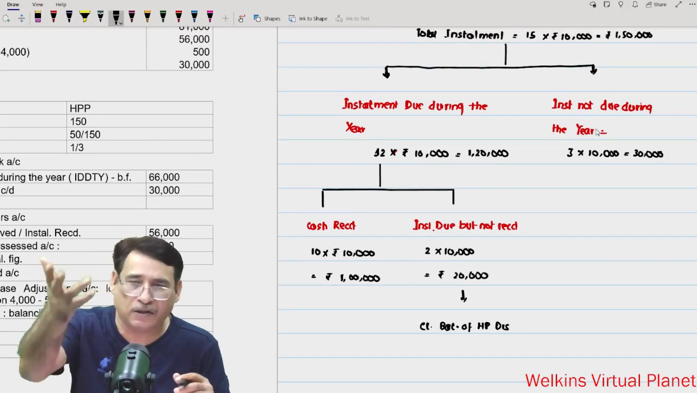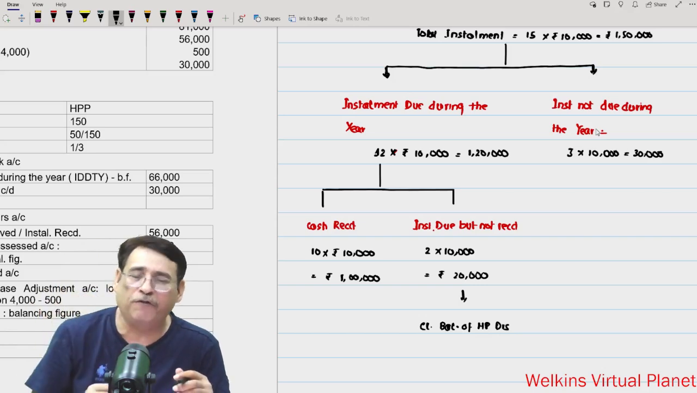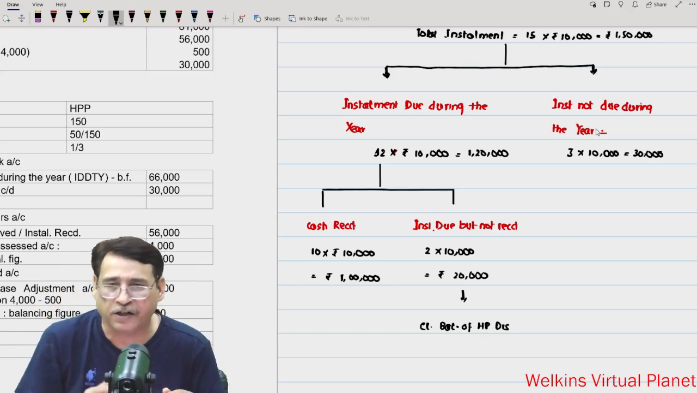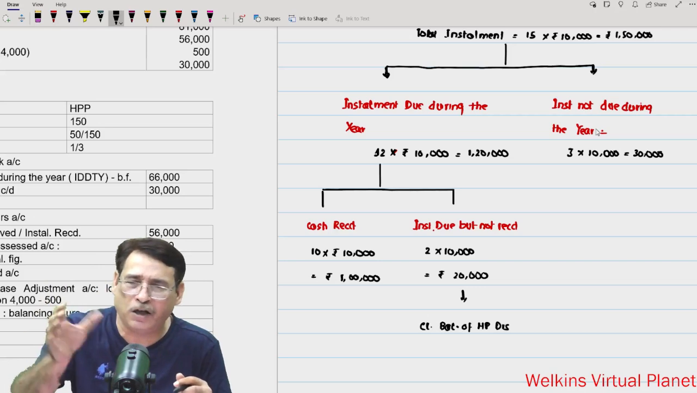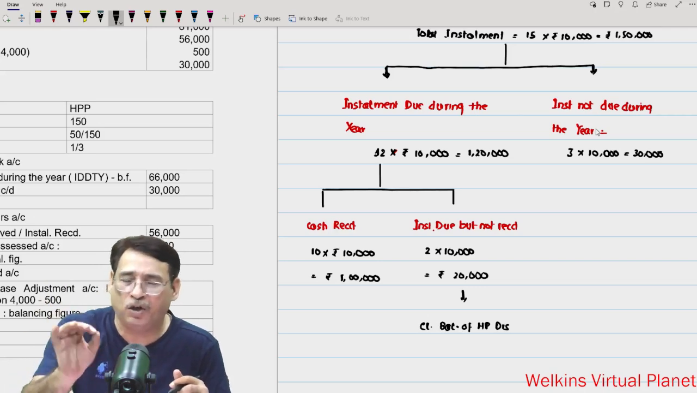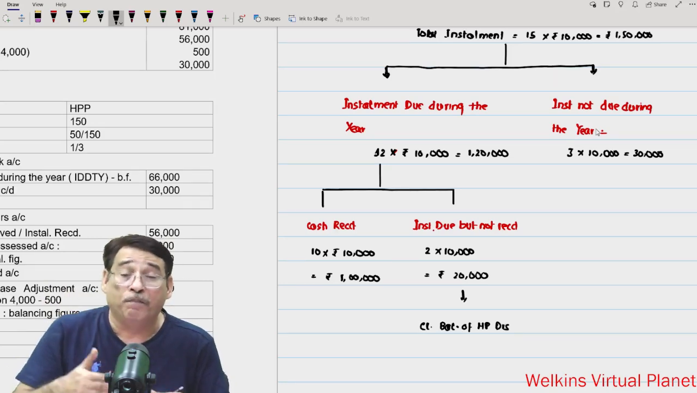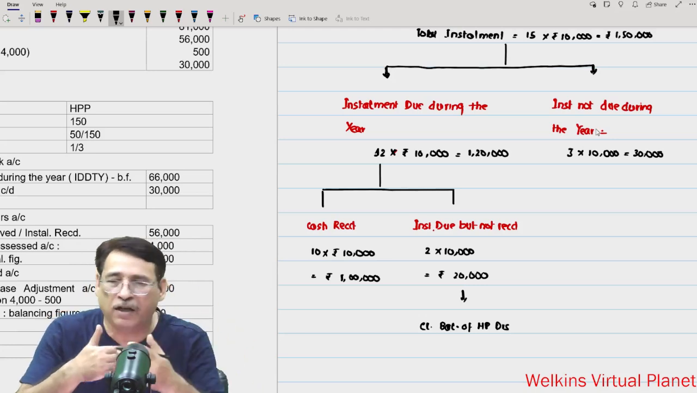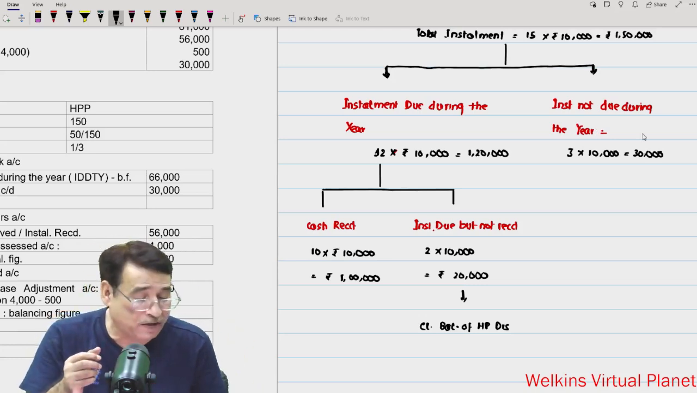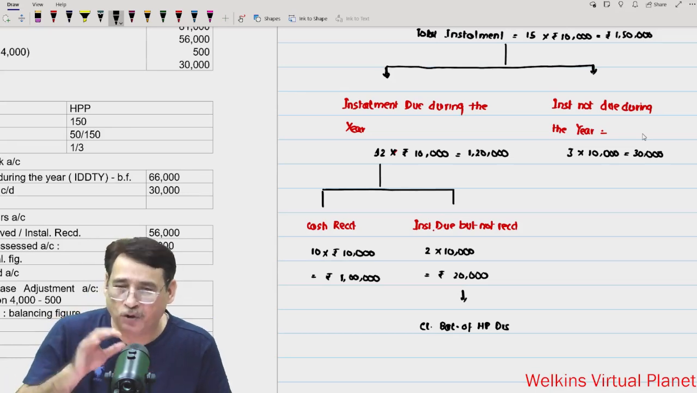Suppose you are the buyer and I, the seller, sold you 1,50,000 worth of goods. Obviously, I am supposed to receive 1,50,000 in entirety. But in the current year, I am supposed to receive only 1,20,000. You are not responsible to pay 30,000 in the current year, because the third installment will not fall due in the current year. So I will consider as if these goods are still mine. Are you getting my point or not?